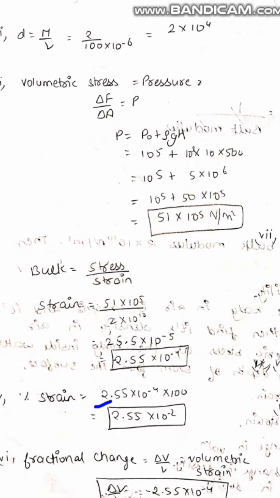Then we need to find the fractional change, it's the same as delta V by V. Then we need to find the change in density, which can be easily calculated. Then the dimensions of compressibility: this is 1 by bulk modulus, so reversing the dimensions of bulk modulus gives you the dimension of compressibility. Let's move on to the next question.